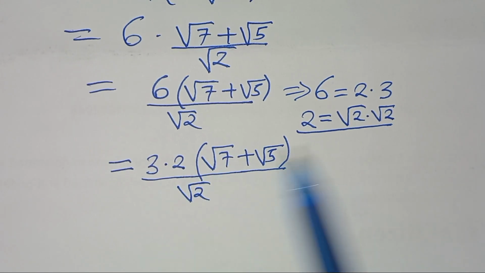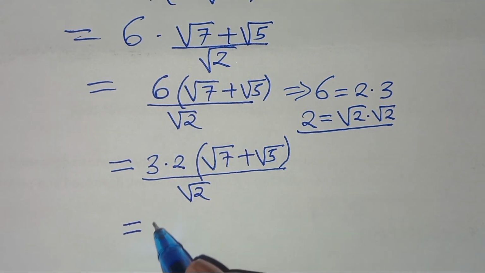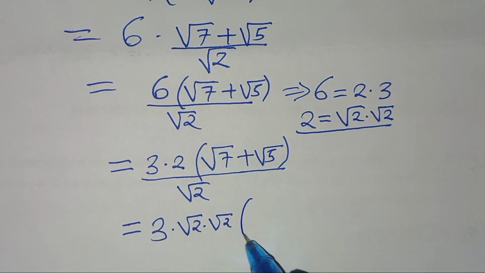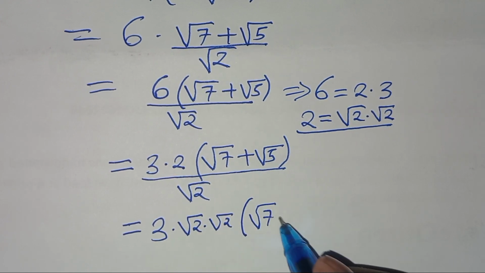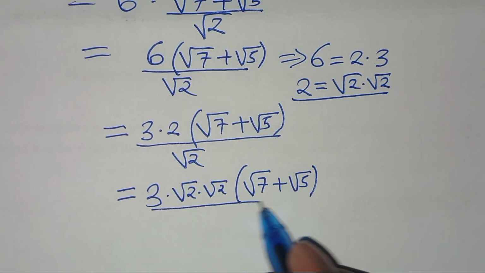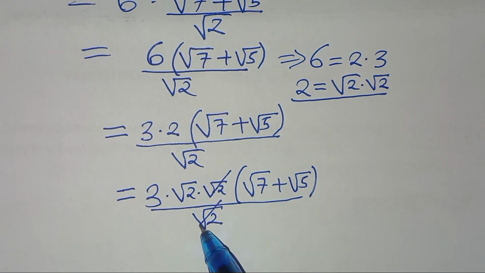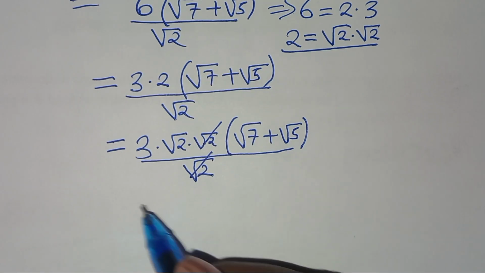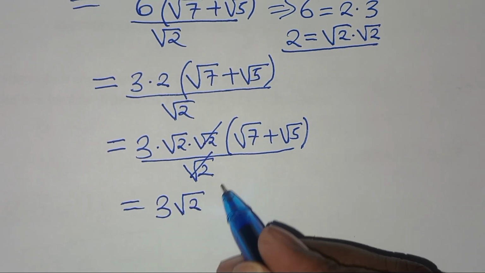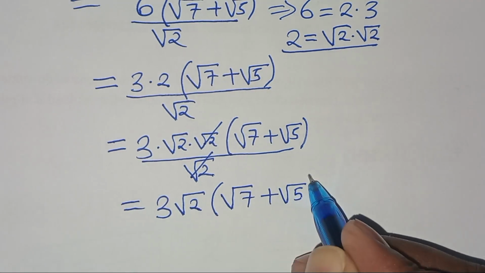But you have seen 2 is the same thing as square root of 2 times square root of 2. So therefore, here we have 3 times square root of 2 times square root of 2 into the bracket square root of 7 plus square root of 5, then divided by square root of 2. So square root of 2 and square root of 2 simplifies, so that now we have 3 multiplied by square root of 2 into the bracket, square root of 7 plus square root of 5.